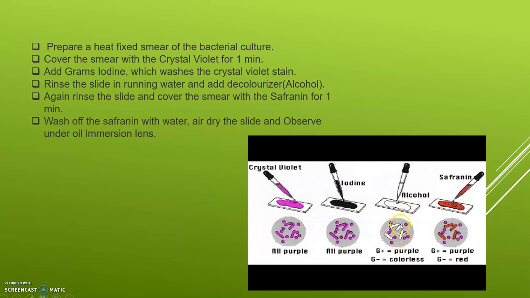Here you can see some bacteria get destained and some others retain the color. The rod shaped get decolorized and the spherically shaped, the round shaped bacteria retain the stain. And when the safranin is added, the rod shaped, which was decolorized, get stained with safranin. So we can see two colors of bacteria: the round ones stained with crystal violet and the rod shaped with safranin.